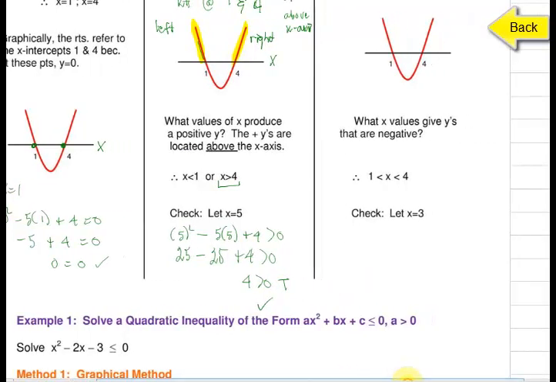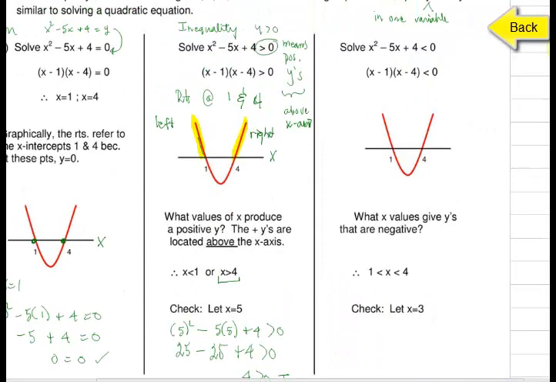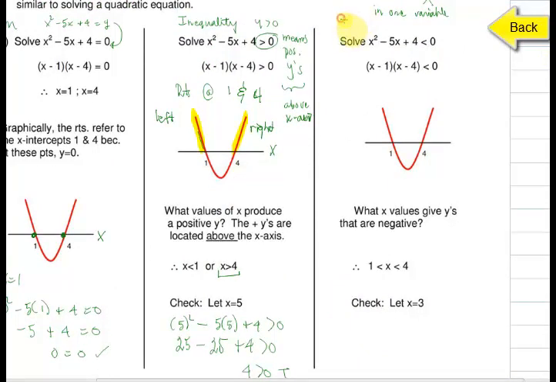Okay, so let's take a look at what our solution region looks like when our inequality is less than 0. Okay, so less than 0 here means that y is less than 0. It means that we want negative y values.